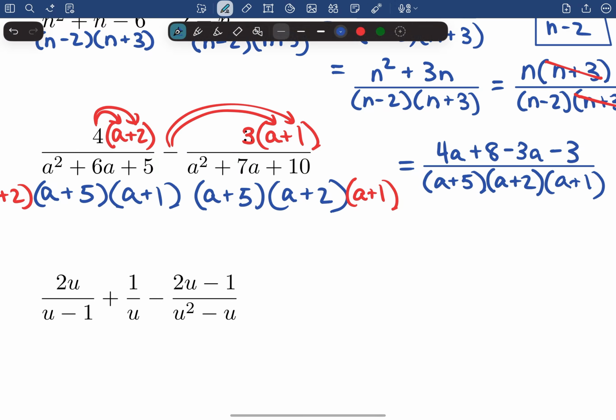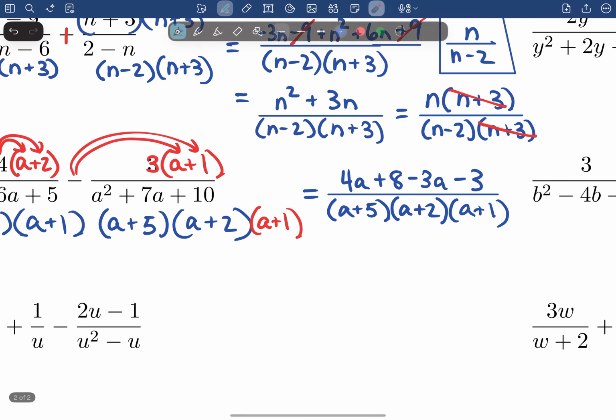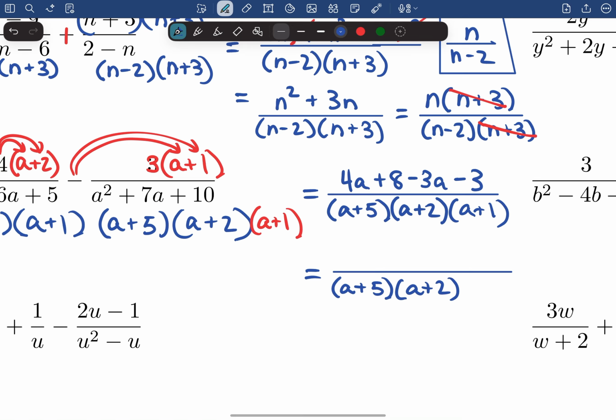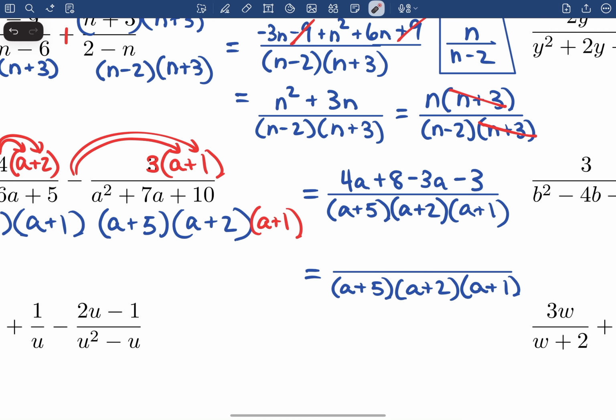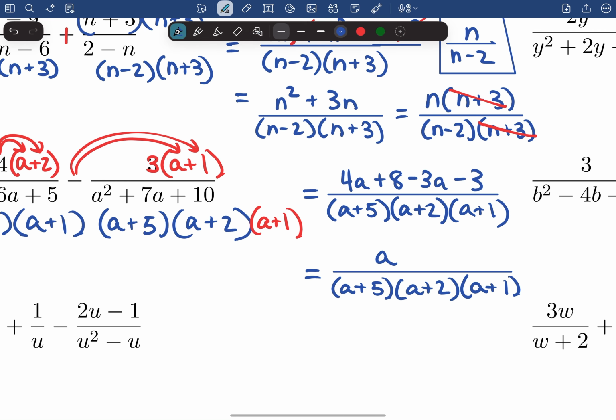Great. And so now we have our result. It's right here. And we need to do a little cleanup. So let's clean up the numerator. Always leave the denominator factored. You can just leave it factored until the very end. So the denominator just stays factored. Don't multiply it all out. That's no fun. Okay, and so now I have 4a minus 3a, which gives me a 1a. And I have an 8 minus a 3, that gives me a positive 5.